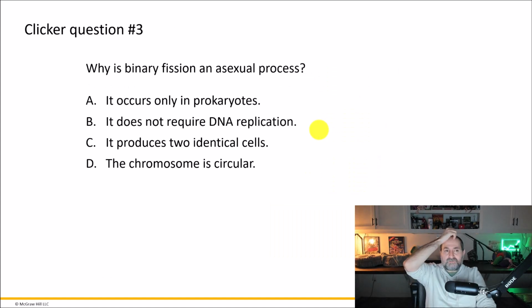So clicker question number 3. Again, this question might appear on the exam because it's a clicker question. Why is binary fission an asexual process? Remember, it is because not A, right?